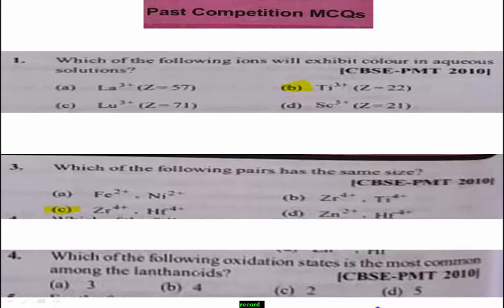The presence of the f subshell has a great influence on the oxidation state of lanthanides. Among all the oxidation states, the most common oxidation state exhibited by every lanthanoid is the +3 oxidation state. Remember, lanthanides usually or commonly show +3 oxidation state. Therefore, the right answer for this question is option A, 3.